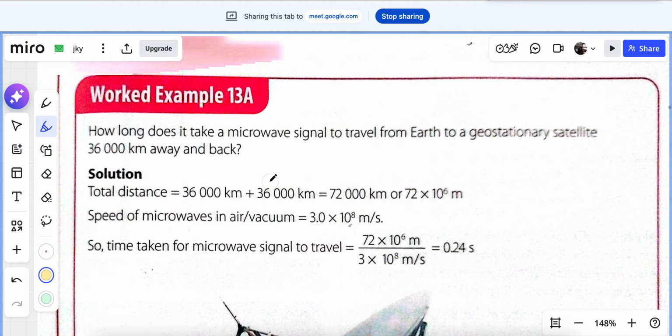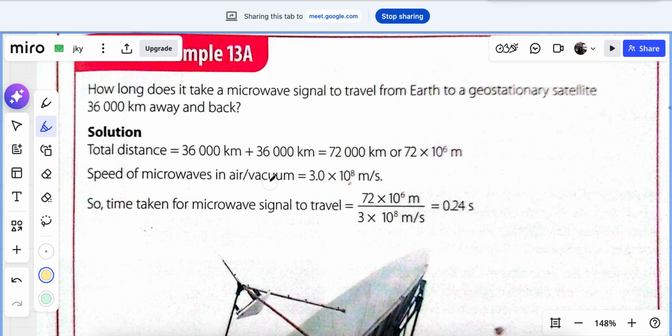Now let's go to a calculation, at least to see whether we understand what we're talking about. It says, how long does it take a microwave signal to travel from Earth to a geostationary satellite 36,000 kilometers away and back? 36,000 kilometers is to go, plus another 36,000 kilometers to return, so the total will be 72,000 kilometers. In meters, you add 3 more zeros, which is 72 times 10 to the power of 6. In proper standard form, it will be 7.2 times 10 to the power of 7.